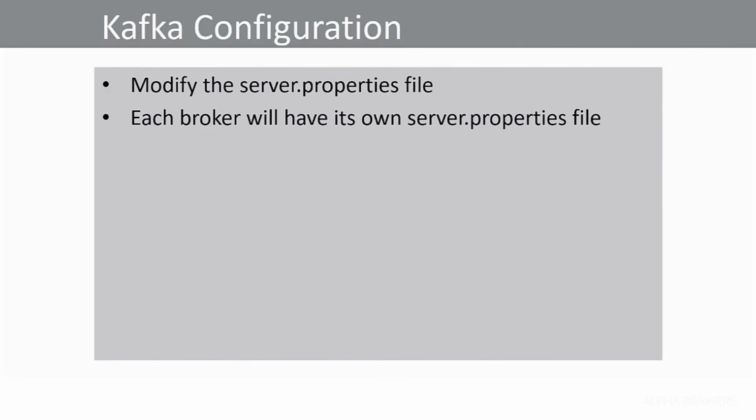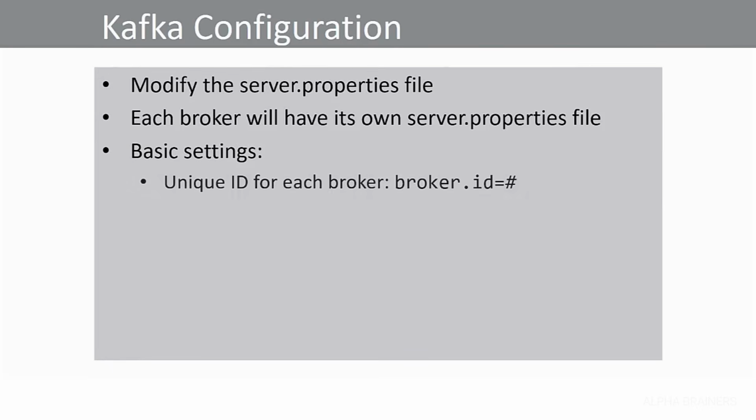Okay, so as far as the Kafka configuration is concerned, remember we're going to modify the servers.property file. In fact, each broker is going to have its own servers.property file. So as time goes on and you add more brokers, you'll end up with a server1.properties and a server2.properties and so forth. There are some basic settings you want to know about inside this file. Each broker has to have a unique ID. So one of the things we'll have inside the servers.property file is a setting that says broker.id equals some kind of numeric value. The first one would probably be 1, the second one would be 2, the third one would be 3, and so forth.